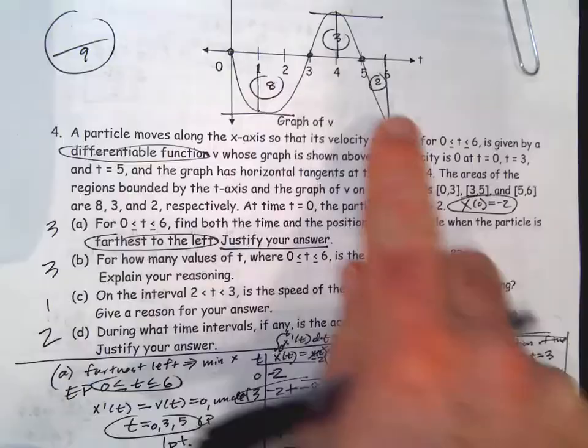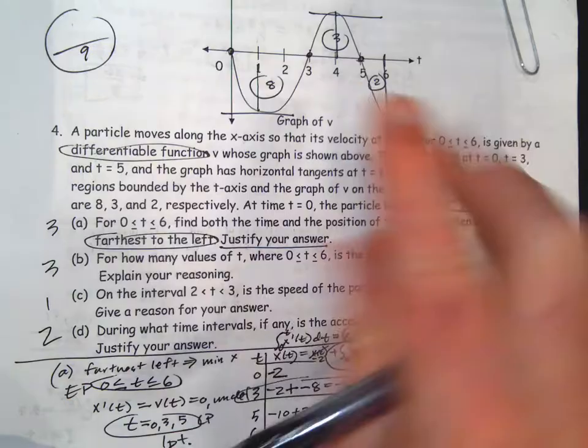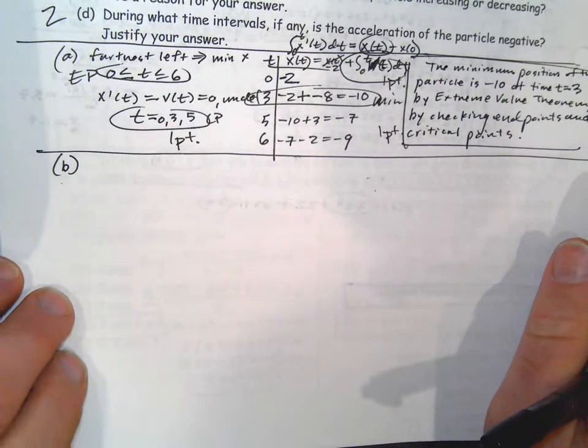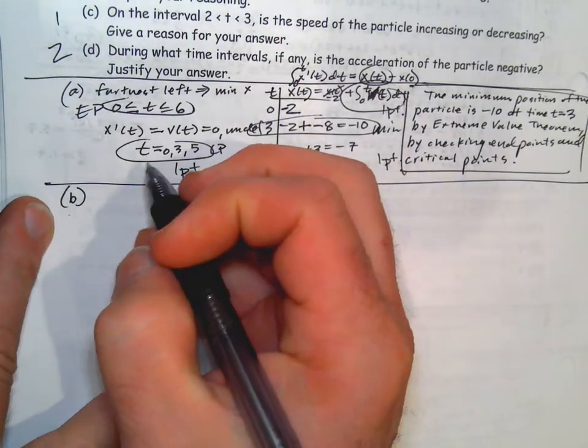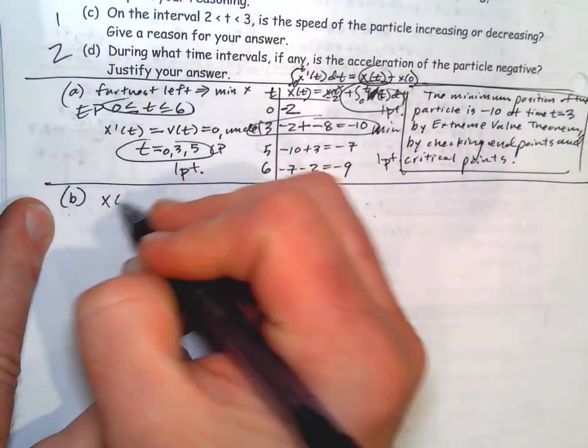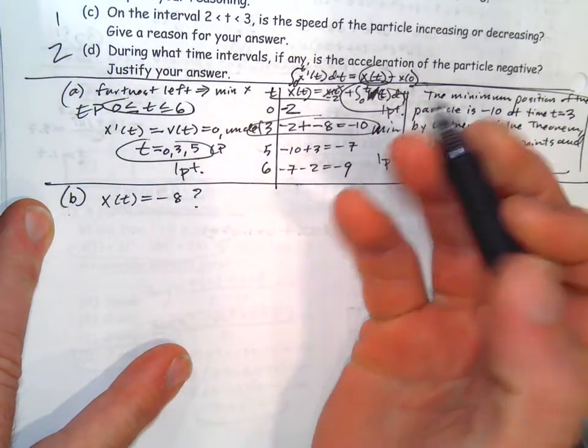We did some problems like this last semester where I said the area of this curve is actually going to tell you how far you go. But in those ones, they didn't actually give us the values like they did here, which is a little more common nowadays. B: for how many values of t is the particle at x equals negative 8? Explain your answer. So we're saying, what are the values of t for when x equals negative 8? Or actually just how many?